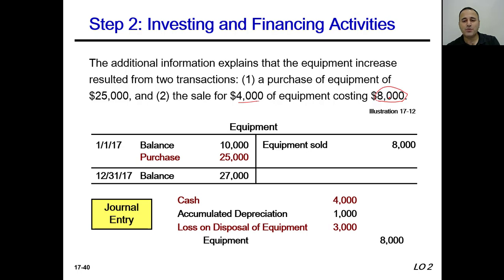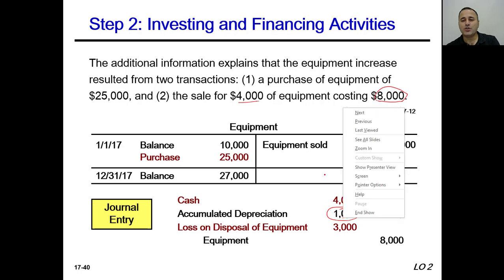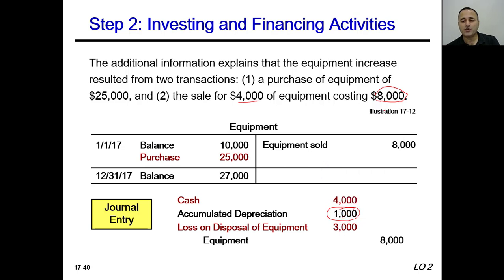So I would assume, okay, and depreciation here is $1,000. Okay, so the cost was $8,000. Depreciation was $1,000. So the net book value is actually $7,000, and we sold it for $4,000. So there is a loss of $3,000.